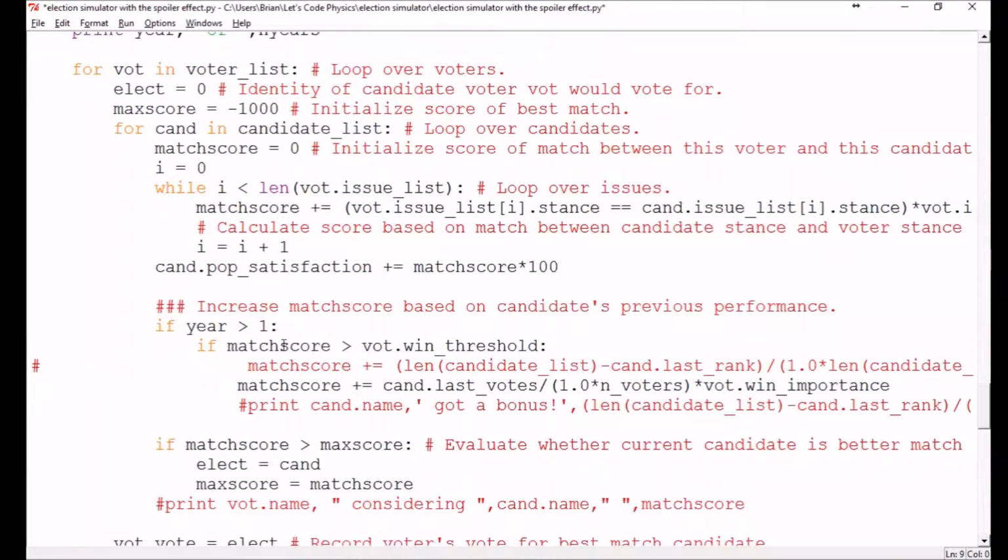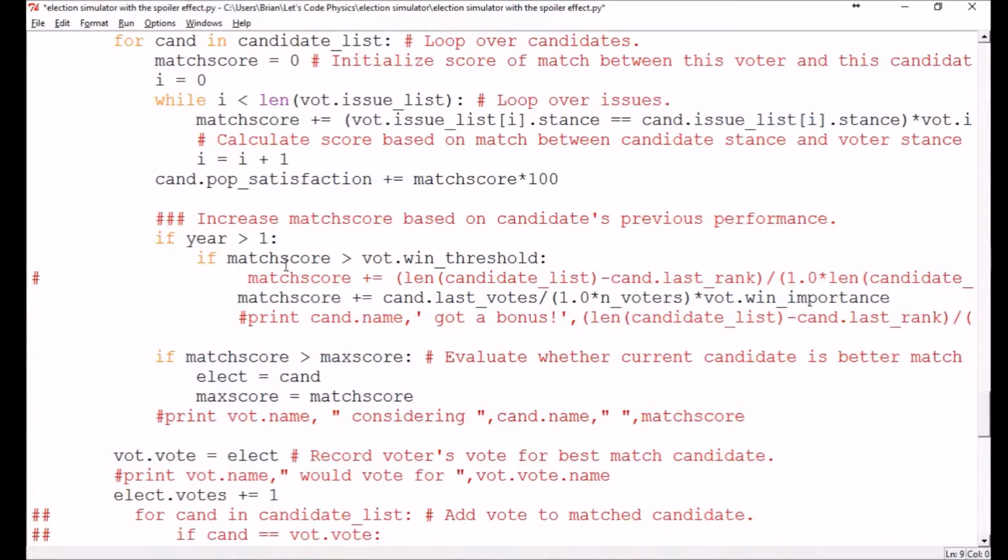Here what we're doing is we're saying if the year is greater than 1, because there can't be a spoiler effect in the first year, right? Because let's say we're starting with a new country or a new set of parties, and so the spoiler effect has not taken place. We're entering into the first election completely naively to the way the election is going to go. Or if you like, this is before the first poll gets conducted of the candidates.